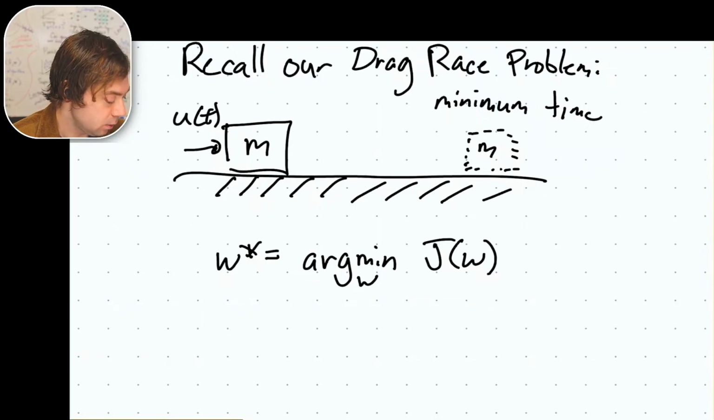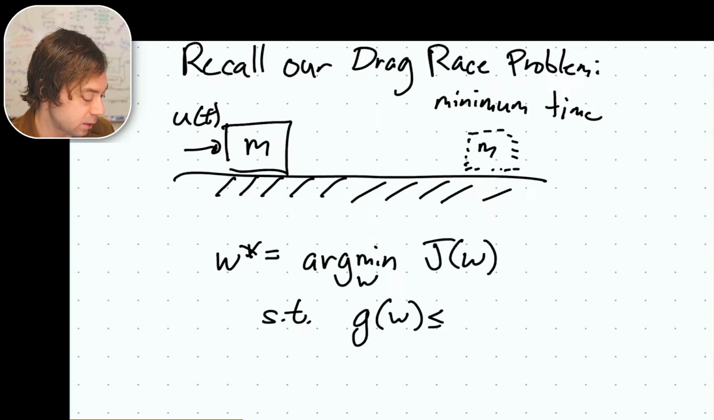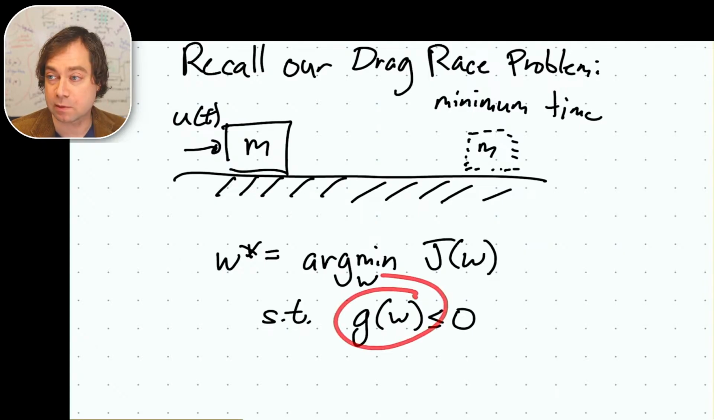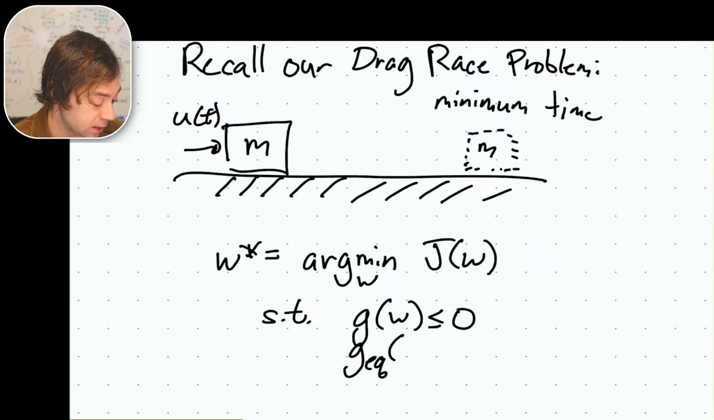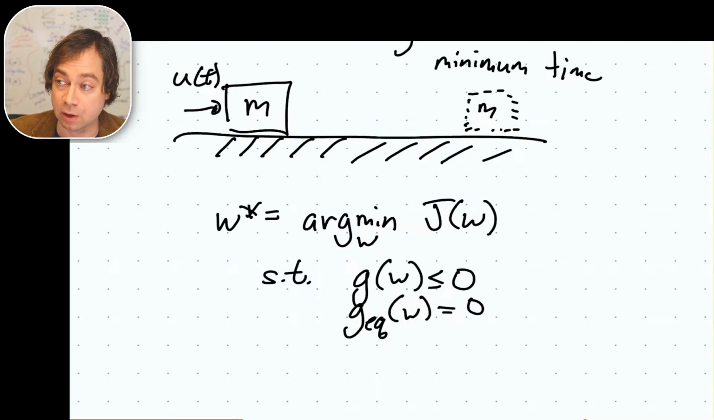And subject to, or such that it obeys, certain constraints. Some constraints, we'll call them G of W, less than or equal to 0. Now, as we all know, these are inequality constraints. If you have any equality constraints, never fear. You can always put them into this form, as we talked about in the past, just by making two inequality constraints in opposite directions. Or in a lot of this software that we're covering, we can put in equality constraints exactly, where some GEQ of your decisions must equal 0.